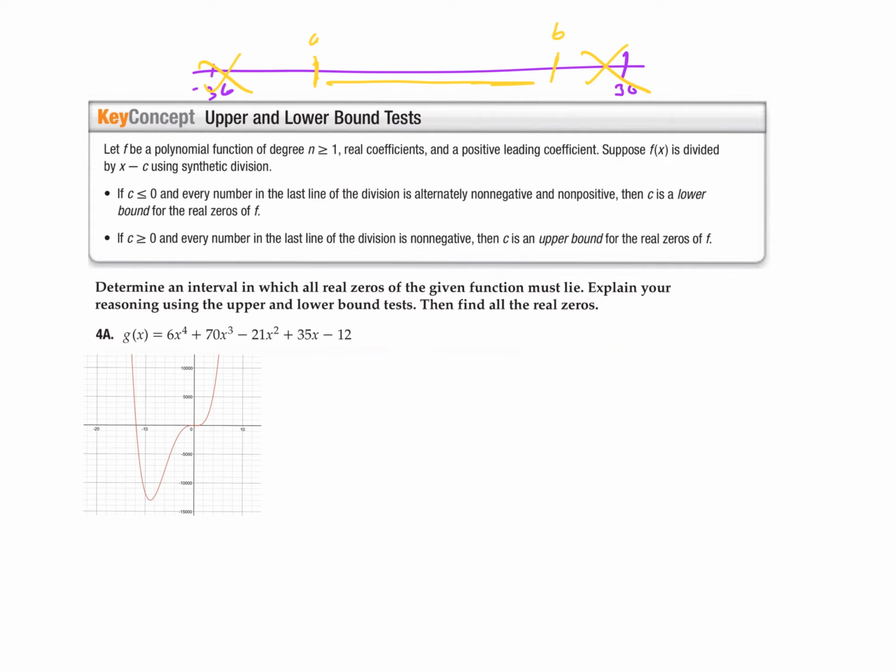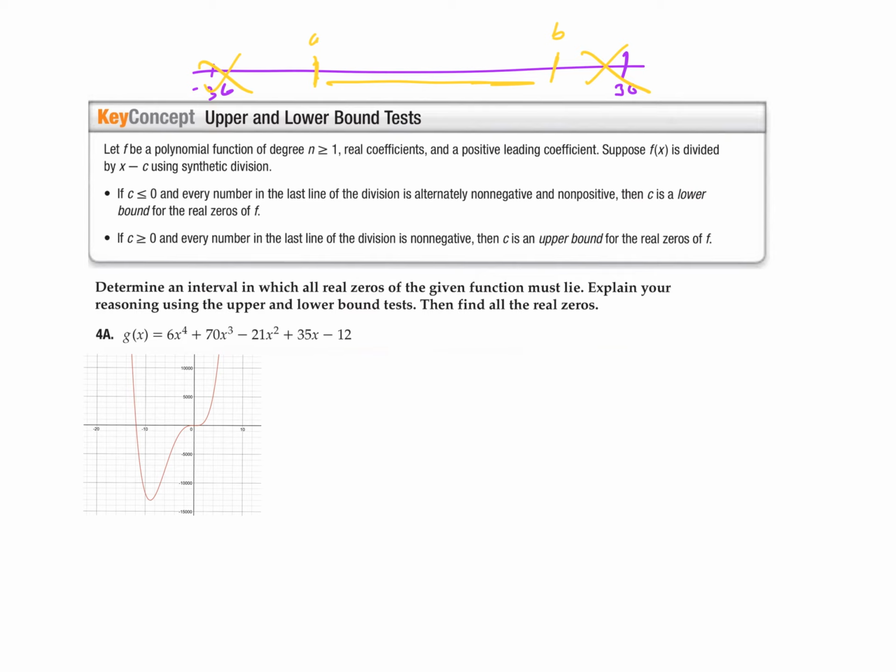So let's try one of these. It says determine an interval in which all real zeros of the given function must lie. Explain your reasoning. Then find all the real zeros. So right now we're just going to do this first part here of determining that.